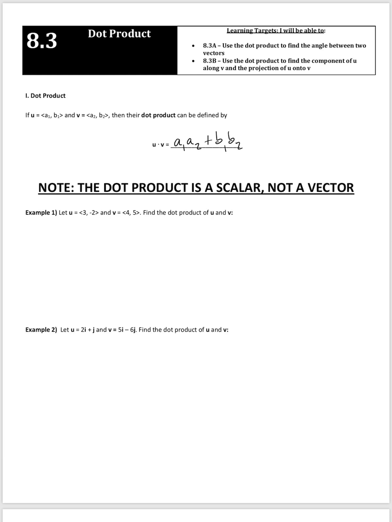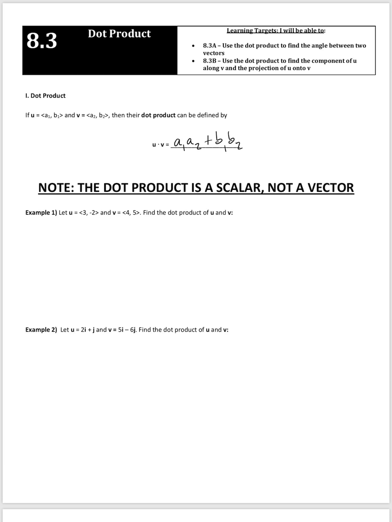So if you want to think about the dot product as multiplying these two vectors together, we end up with a scalar instead of a vector. Okay, that's important, because there's certain things we can only do with scalars and certain things we can only do with vectors. So let's start by going through a bit of practice. How do we calculate the dot product?